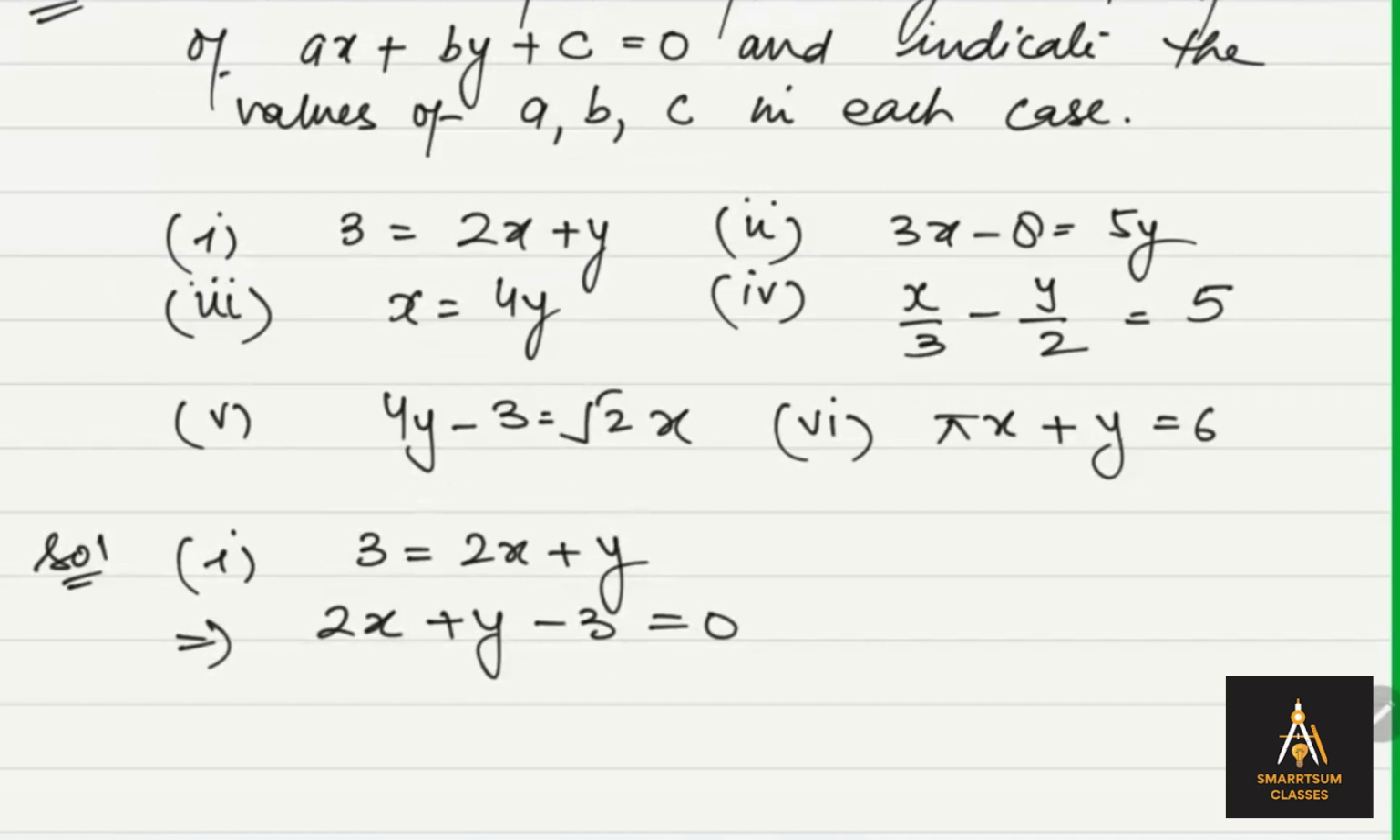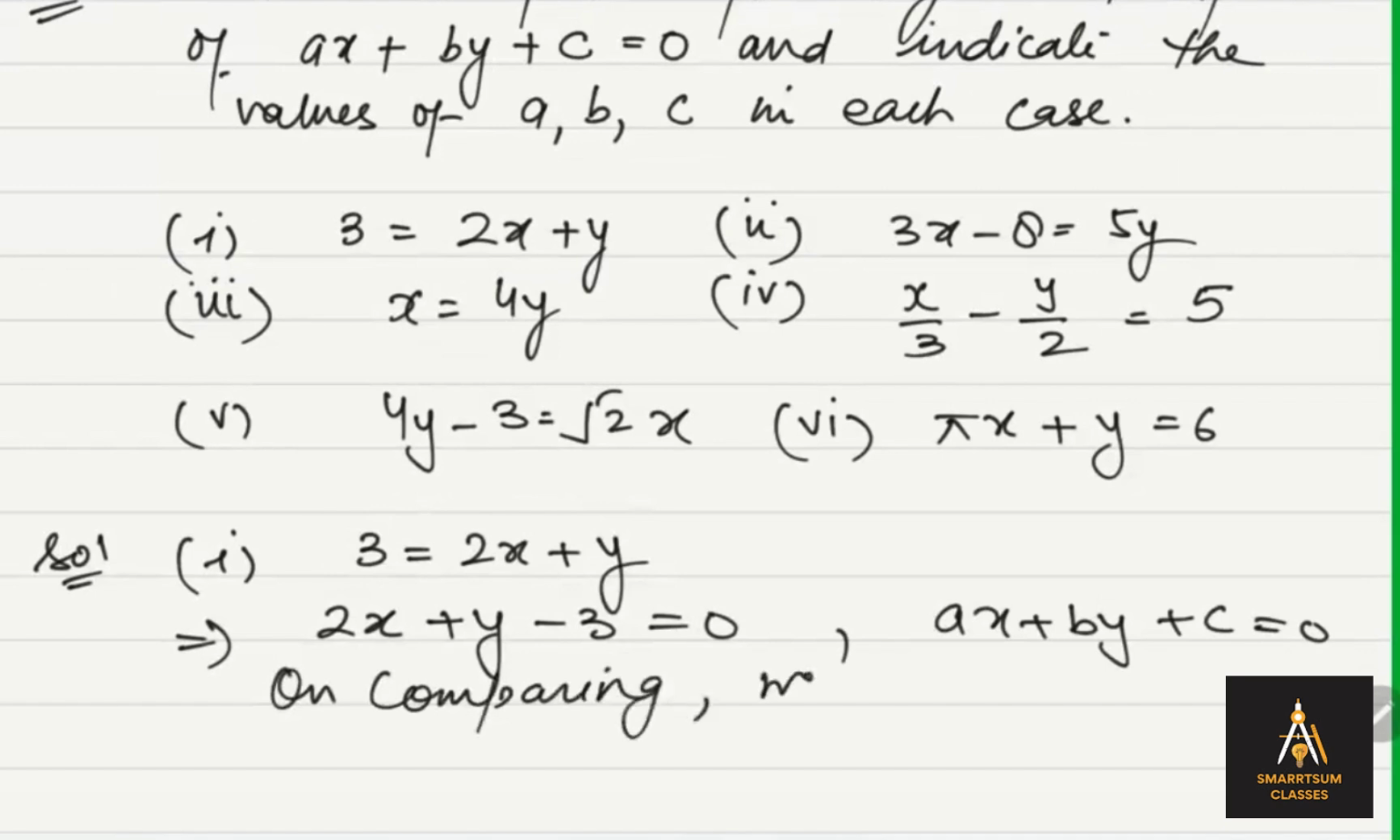Now you have to compare it with ax plus by plus c is equal to 0. On comparing, you can easily find the values of a, b, and c. So what is the value of a? Compare it. A is 2. What is the value of b? 1. And what is c? Minus 3.